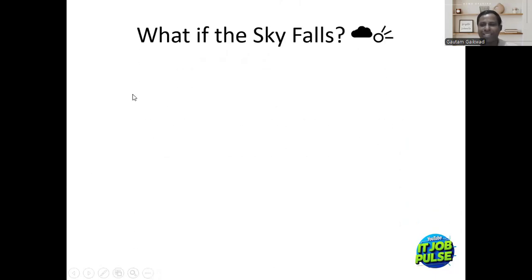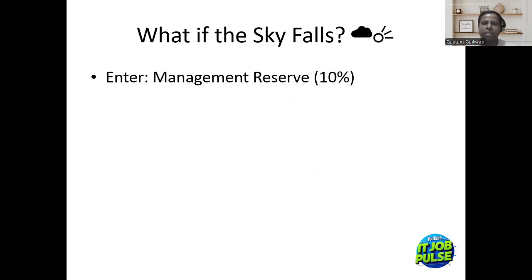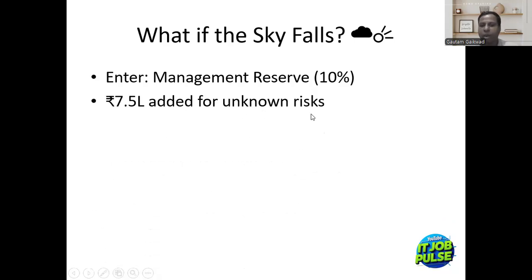What if the sky falls? Generally the sky does not fall, but what if there is any uncertain event, like the latest example of COVID. It was unknown, we cannot plan. Earthquake, we cannot plan. Flood, we cannot plan. So there we have a management reserve, and that is generally considered 10%. Now 7.5 lakh is added for unknown risks.